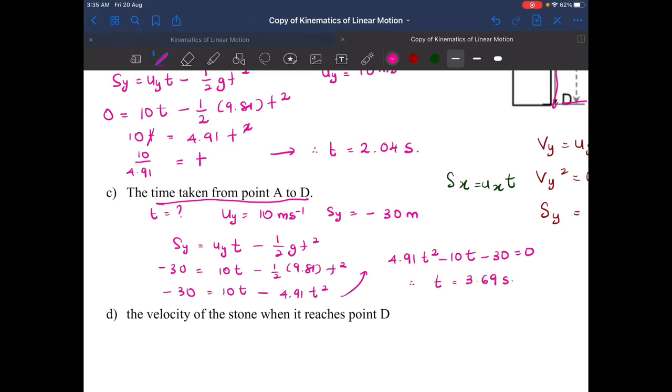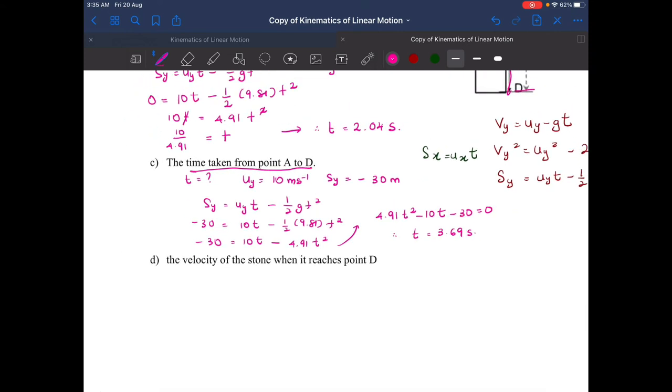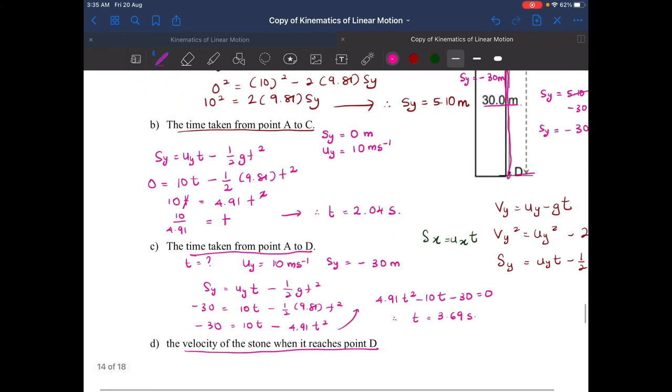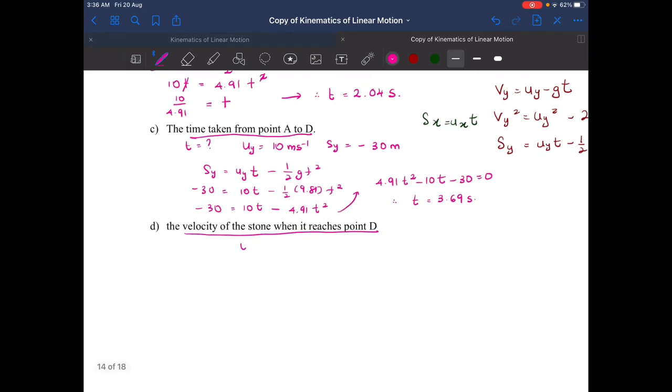Right. And then the last question, dia nak velocity when it reaches the point D. Baru dia minta velocity kat sini. Vy kat sini berapa? Kita dah tahu, Uy sentiasa sama 10. Tadi kita pun dah tahu from A to D, dia punya Sy sama dengan negative 30 meter. And then tadi kita pun dah kira, time sama dengan 3.69 second.